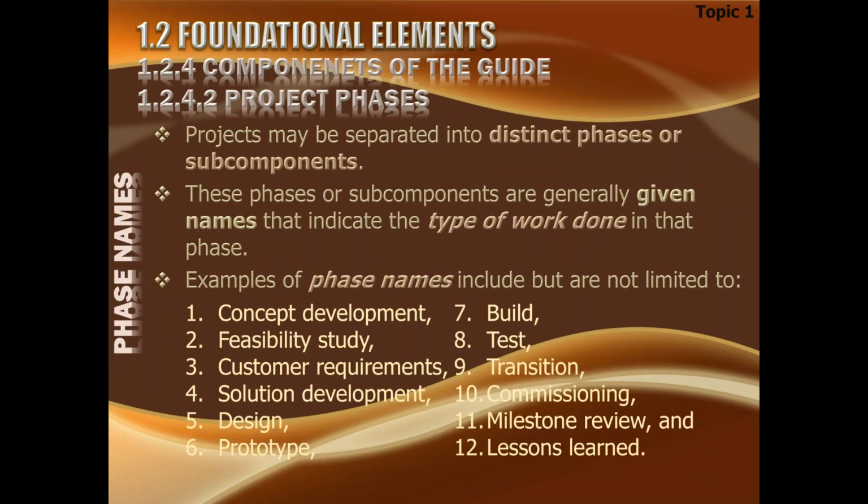Projects may be separated into distinct phases or subcomponents. These phases or subcomponents are generally given names that indicate the type of work done in that phase. So these are some of the names. For example, you can name them like concept development phase, feasibility study phase, customer requirement, or whatever you want to call them. But these are a few examples of names for your phases.